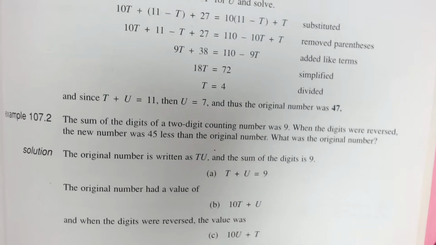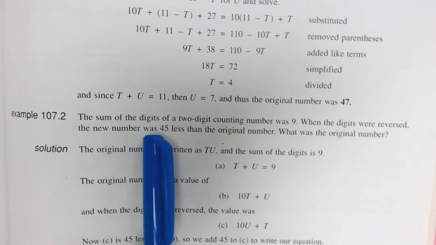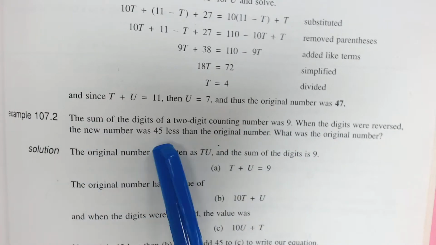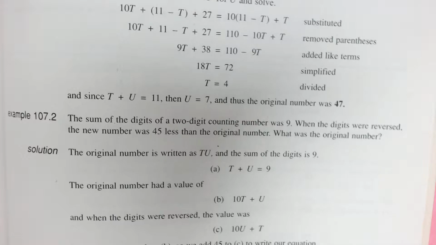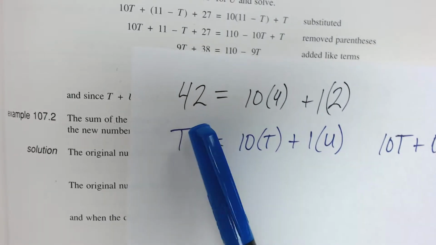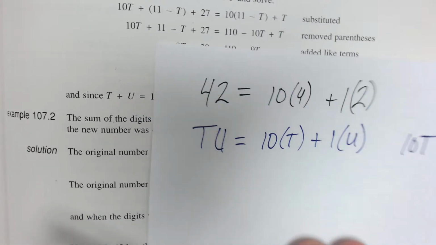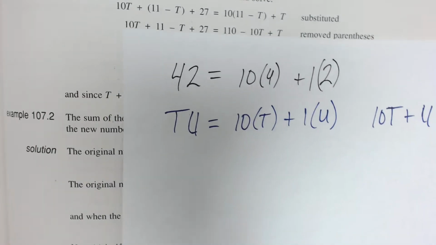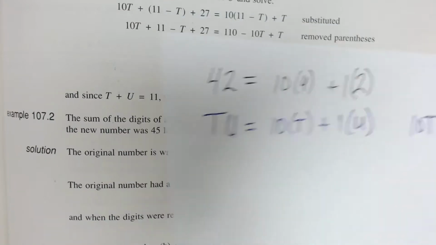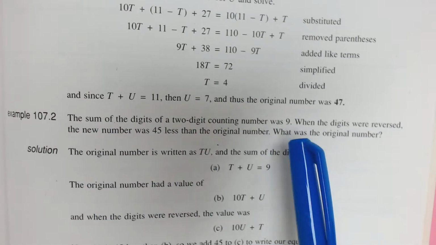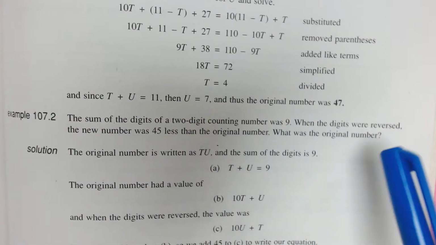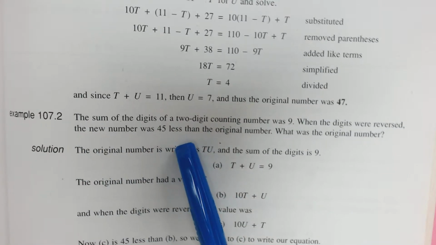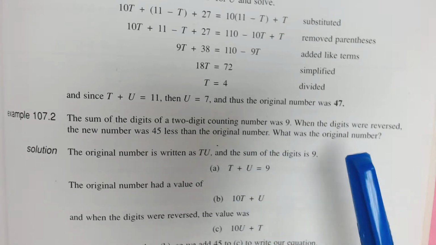In 107.2, they told me the sum of the digits of a two-digit counting number was 9. What they mean by that is, if I were to take my example number 42, the sum of the digits of 42 would be 6. So they're saying 4 plus 2 equals 6. In this problem, we don't know what the number is, and they're saying that the digits add up to 9. When the digits were reversed, the new number was 45 less than the original number. What was the original number?